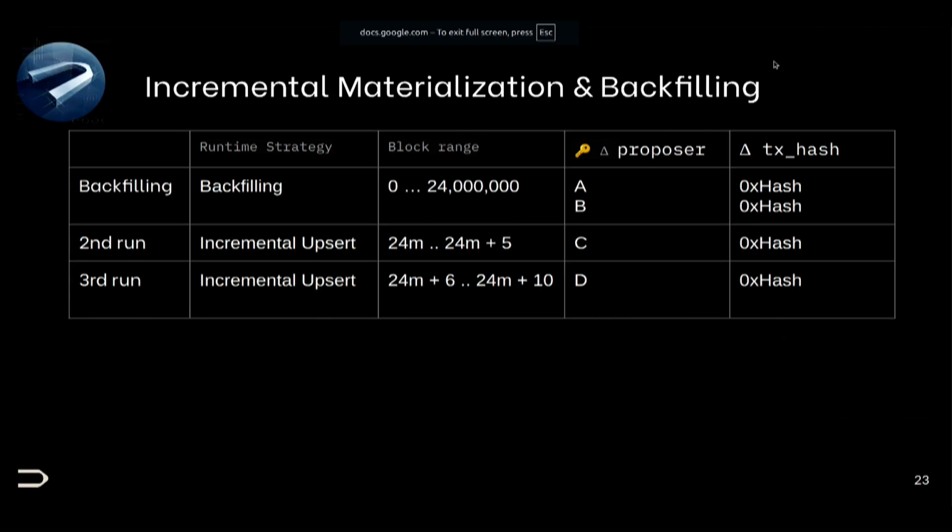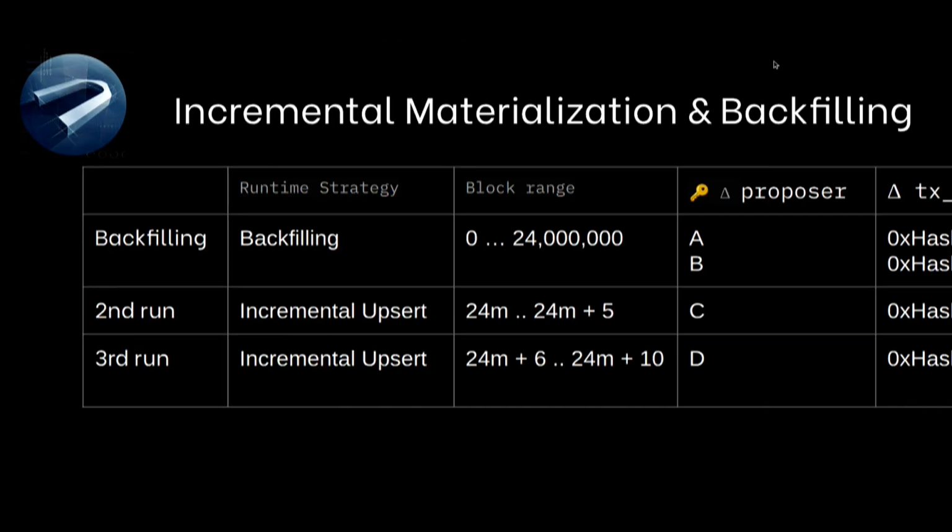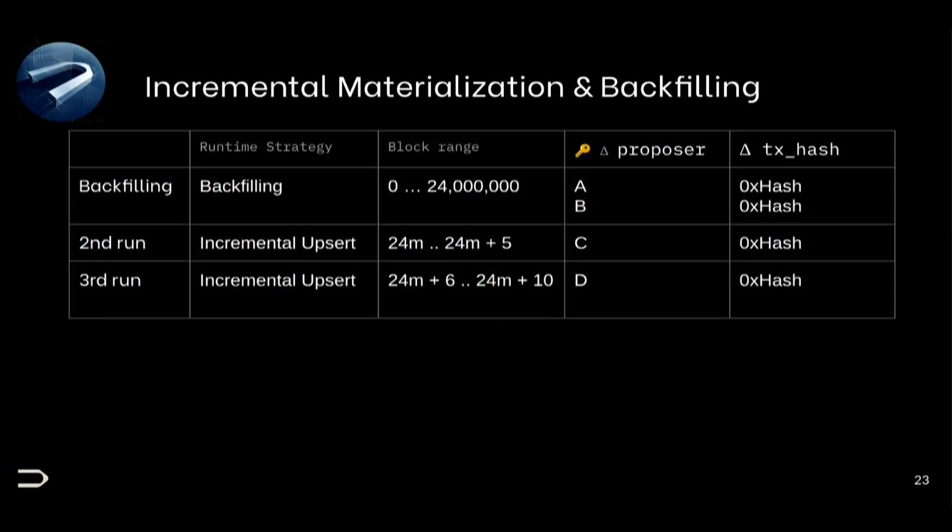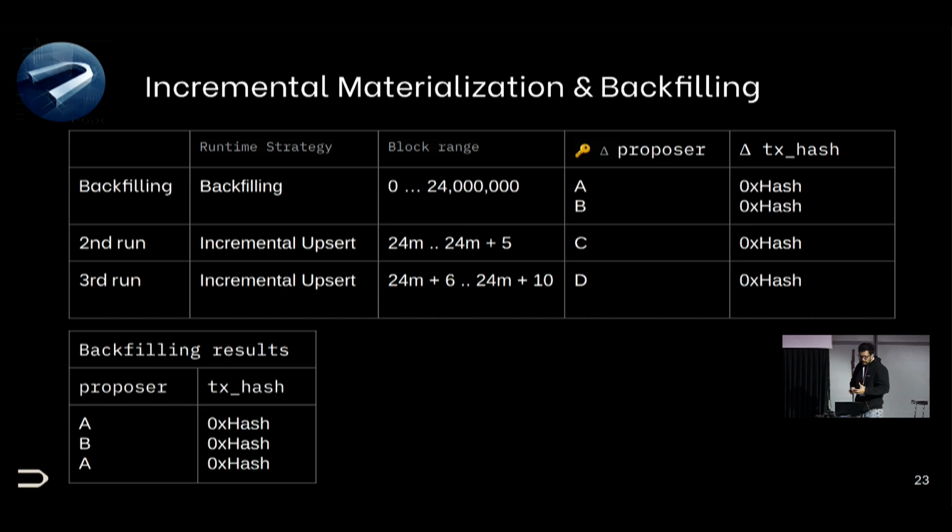Let's see in detail what the system will do in this particular case. So let's say this is the Ethereum blockchain, which right now is at 24 million blocks. In this case, when I set the backfilling strategy, I set it to backfill. In the first execution, it's going to run from the beginning of time. And let's say it's going to return these 3 results, A, B, and A. Now, since proposer is a unique key, it's only going to take the first 2 results.